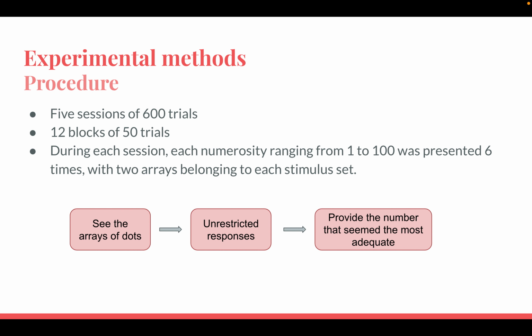Participants were required to estimate the numerosity of the arrays. Responses were unrestricted, since a set of restricted responses would necessarily have provided information about the magnitude of the numbers involved. Participants were instructed to provide a number that seemed the most adequate to them, both in terms of its magnitude and of its level of precision. Instructions did not include any numerical value. Participants typed their responses in Arabic format on the numerical pad of the keyboard.